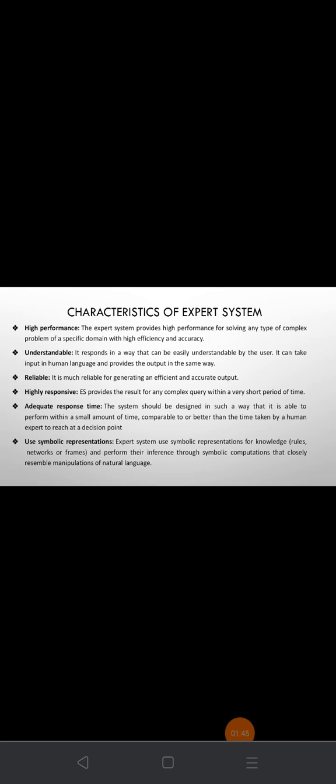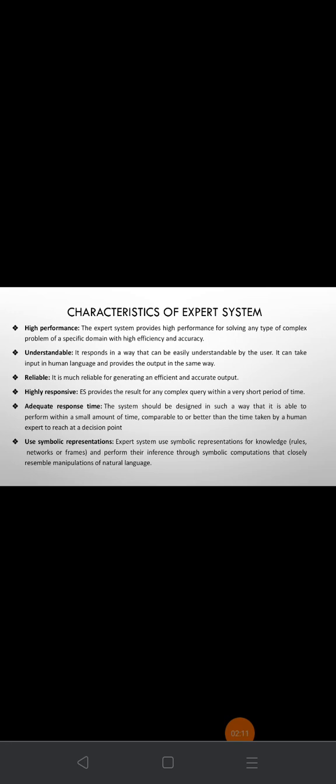Understandable means it responds in a way that can be easily understood by the user. It can take input in human language and provide the output in the same way. It is reliable for generating an efficient and accurate output. That means it is reliable also. Highly responsive refers to the expert system providing the result for any complex query within a very short period of time.